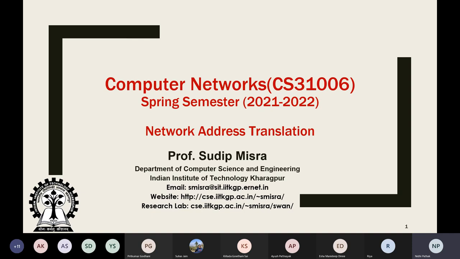What does it mean? Again, let me give you an analogy. Let us say that in IIT Kharagpur, we have different departments. The computer science department has room numbers, let us say 101, 102, etc. Then 201, 202, 203, 301, 302, 303. These are the different room numbers. I'm just trying to give you an analogy.